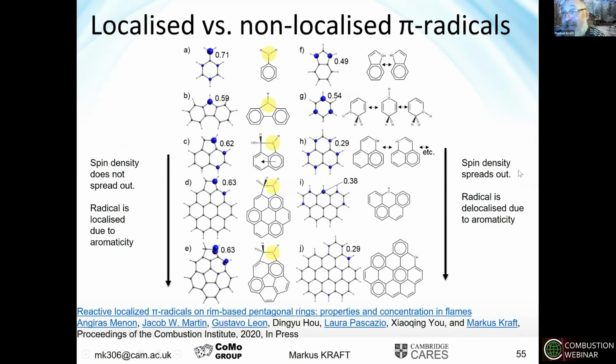Right. So the next question is: are there enough of these molecules there to be a candidate for soot dimerization? If you look at localized versus non-localized pi radicals, you can see that if you have these 5-member rings, the spin density does not spread out, and you keep these radicals in place. Okay, so even for larger structures, this is good news. In comparison, if you just have an aromatic flat structure, you can see the aromaticity leads to a spreading out of these electrons.